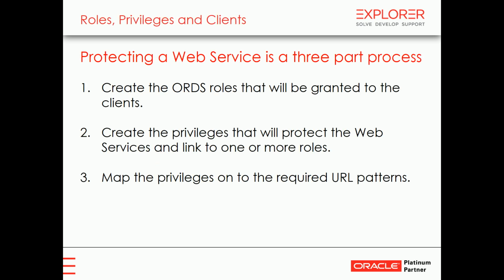Protecting the web services is a three-part process. First, you need to create the ORDS roles that will be subsequently granted to clients. Next, you need to create the privileges that will protect the web services and link them to the relevant roles. And lastly, you need to map the privileges to the URLs of the web services they need to protect.